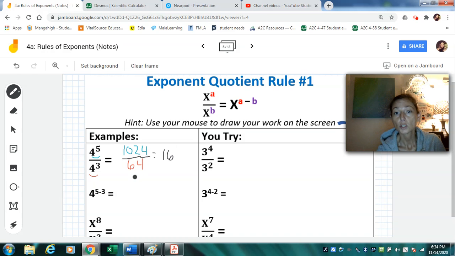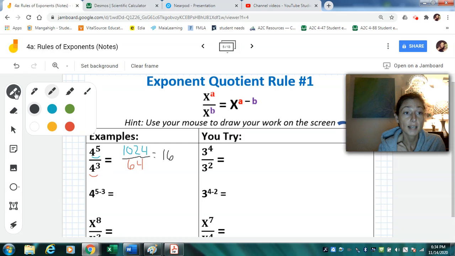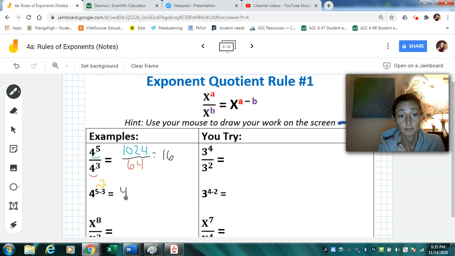Now, if I use the shortcut here, because these are both 4s, the shortcut is that I can actually subtract those exponents, and you'll see why in a second. So 5 minus 3, that's 2. So if I do 4 squared, that also gives me 16. And so that shortcut there is that we can subtract the exponents, making the problem much simpler, especially if you're dealing with very large exponents.